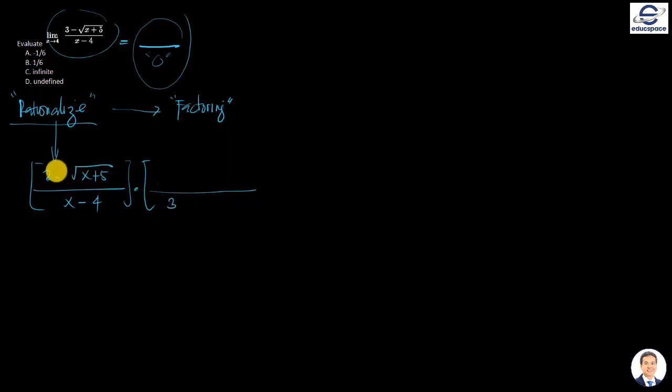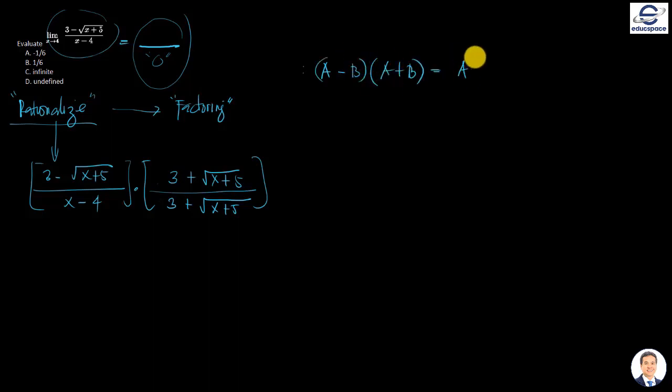We should multiply in the opposite form. If we have a negative here, we should multiply by a positive, that is, the square root of x plus 5. So in the numerator, to retain the value of 1, I should have the same, so 3 plus the square root of x plus 5. Remember from algebra, a minus b multiplied by a plus b gives a squared minus b squared. In this case, this one is my a, and then I have b here.